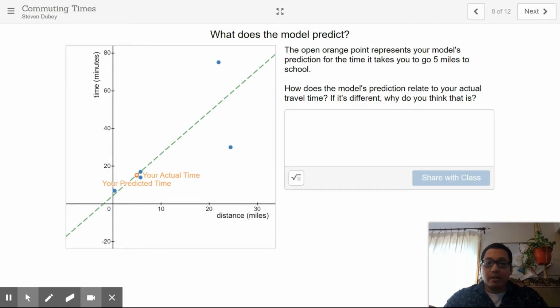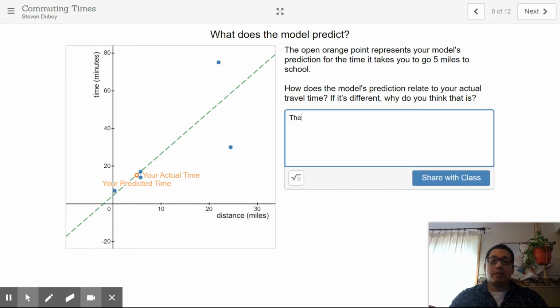What does the model predict? The open orange represents your model's prediction for the time it takes you to go 5 miles to school. How does the model's prediction relate to your actual travel time? Well, for this, I had it go exactly through mine. So the model says it looks like it will take 15 minutes. Now your model might be a little off. It's okay. The point of this is that the model, the line that we've drawn, always has an exact answer.